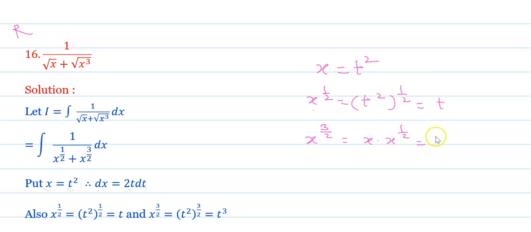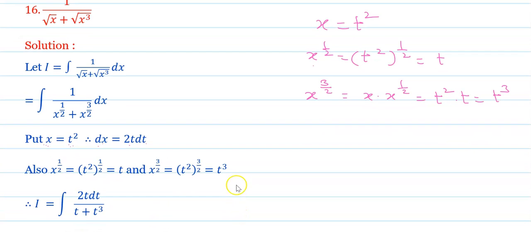What about x? x is t square and x raised to 1 upon 2 is t, and x raised to 3 by 2 is equal to t cube. Hence now our integral will change. See here, x is equal to t square, therefore dx is 2t dt. What about x raised to 1 upon 2? It is t, so here is t. x raised to 3 by 2 is t cube, so here is t cube.